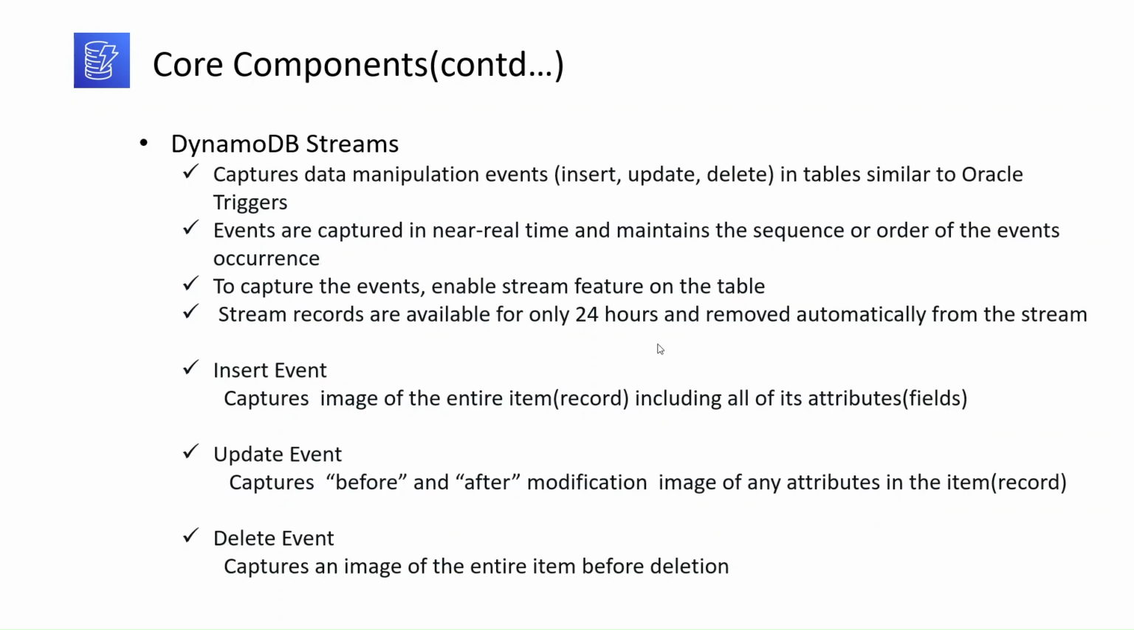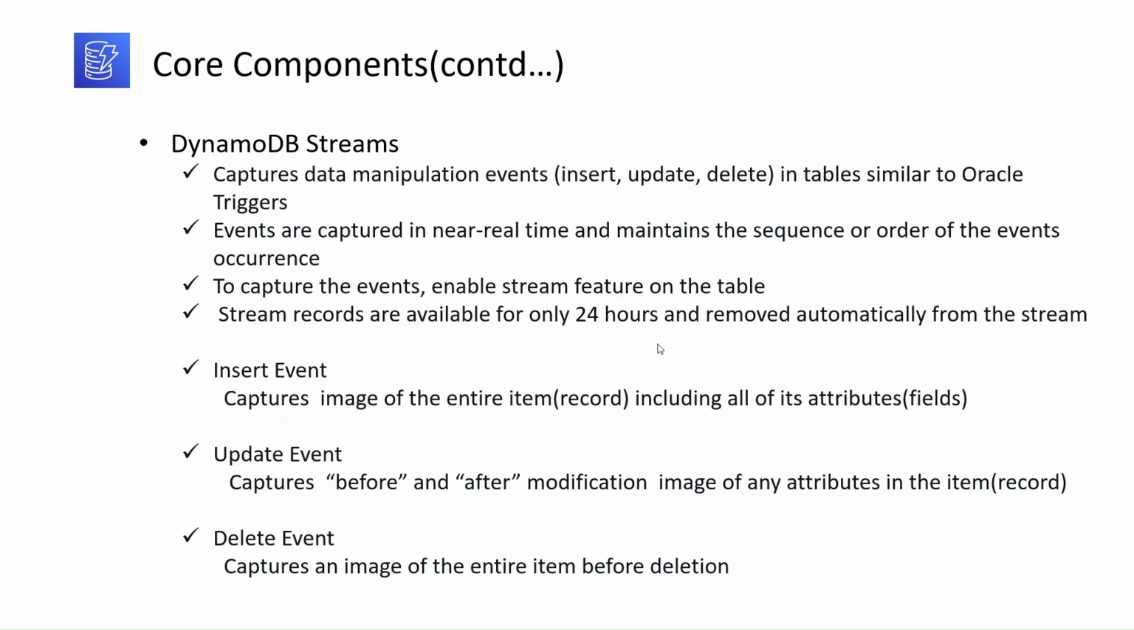Next, let's see about DynamoDB streams. DynamoDB streams captures the data manipulation events such as insert, update, and delete in DynamoDB tables. The data about these events appear in the stream in near real time and in the order that the events have occurred. Stream records have a lifetime of 24 hours. After that, they are automatically removed from the stream.